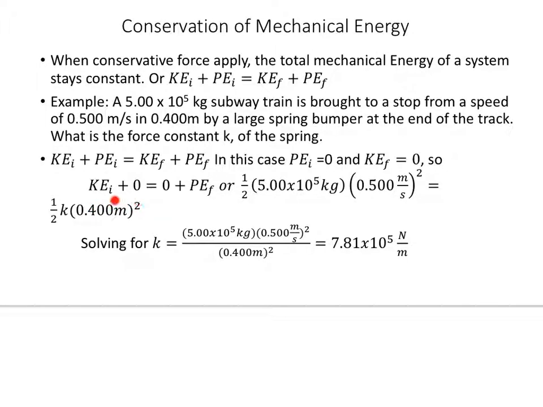So substituting the zeros in the appropriate place, we get that. Remember, kinetic energy is 1/2 mv squared, so 1/2 times the mass of the subway car times its velocity squared equals, now this is potential energy stored in the spring, 1/2 kx squared, where x, the displacement the spring is compressed, in this case is 0.4 meters. So we solve for k, and we end up with 7.81 times 10 to the 5th newtons per meter.